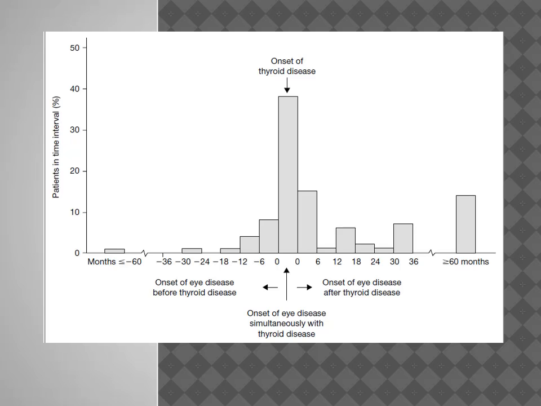The onset of affection of the eye could occur either before the increase of thyroid hormones, or it may be both at the same time, or it may be after the increase of thyroid hormones. If it's before, it's called Graves' eye disease; if it's at the same time, or after the thyroid hormones increased, it's called thyroid associated orbitopathy.